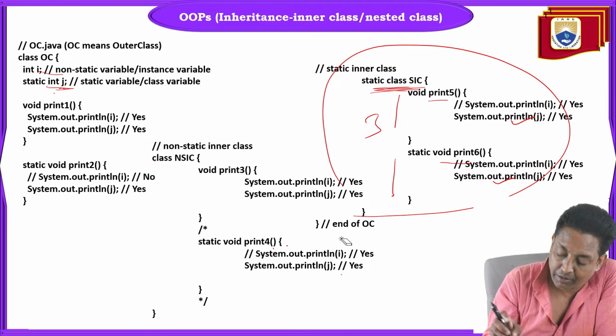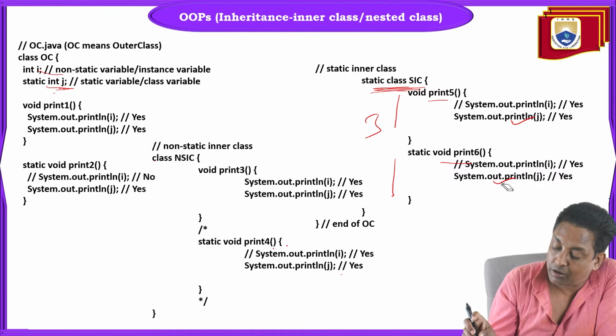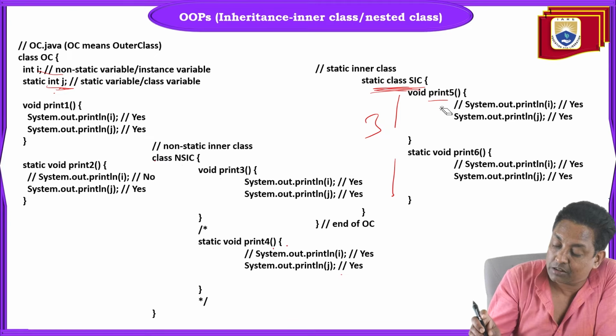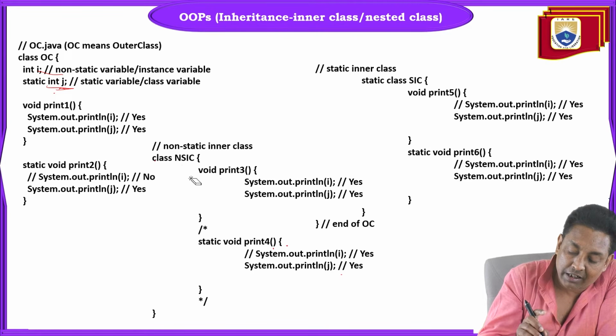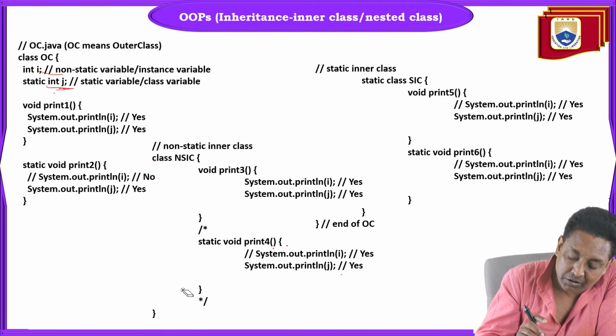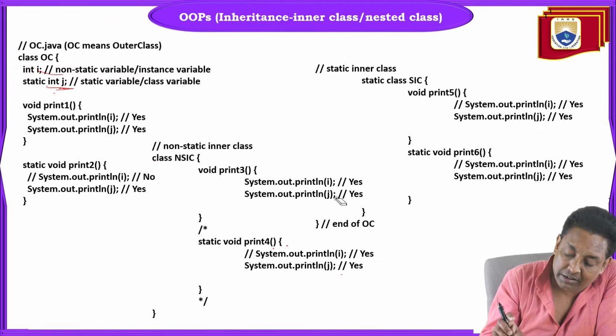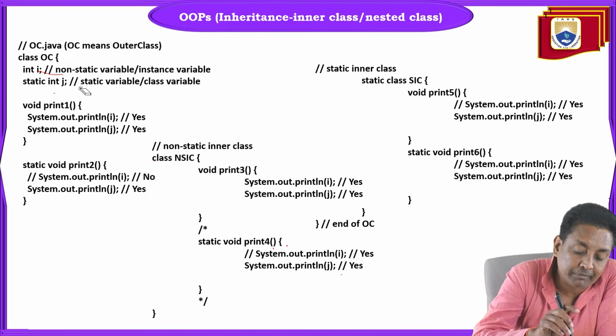So what to write and what not to write inside a static inner class and a non-static inner class are very clear. A static inner class allows us to write both static and non-static methods, but we can access only static variables of the outer class. A non-static inner class will allow us to write only a non-static method but not a static method. Here both non-static and static variables of the outer class can be accessed.